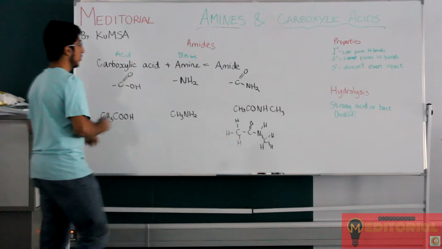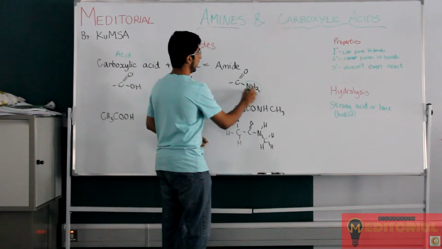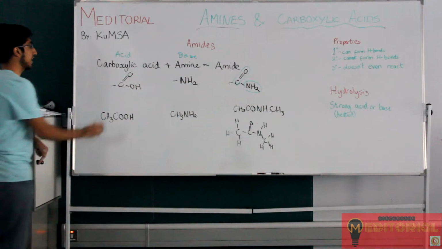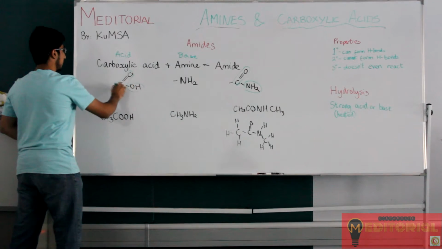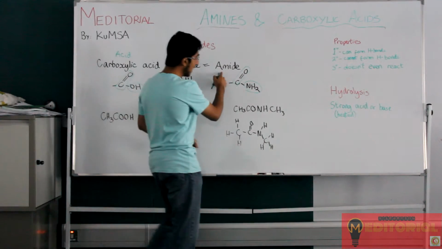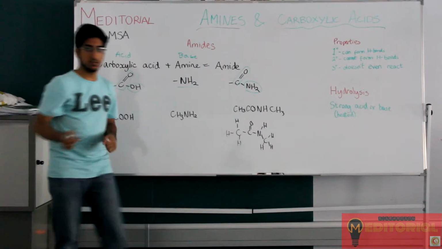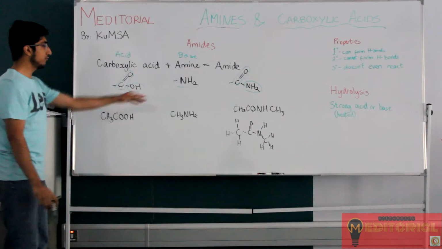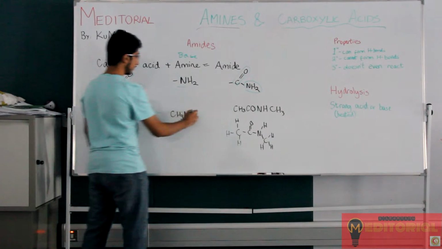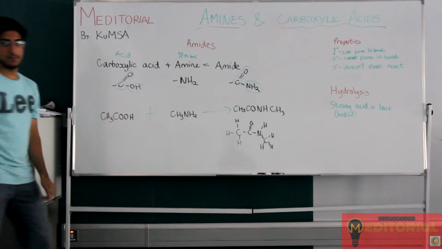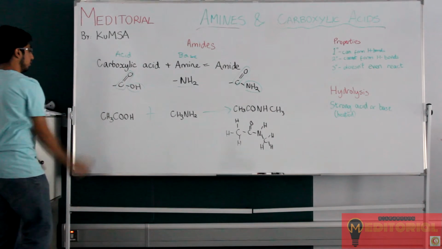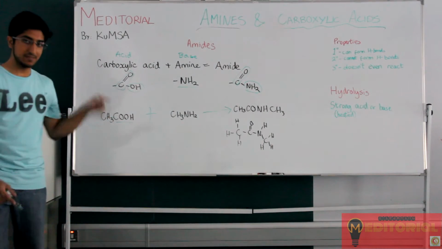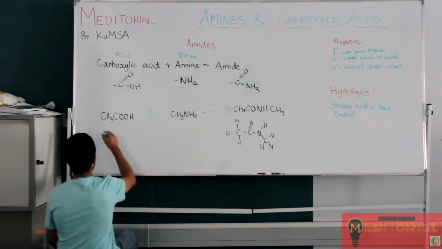Now, the functional group of an amide is an amine group attached to a carbonyl group. See, a carboxyl group is a hydroxyl attached to a carbonyl. An amide is an amine attached to a carbonyl group. Make sure you remember that. That's very important. And I wrote down a formula down here of a very simple amide formation. Now this is 1, 2, 2 carbons. It is a carboxylic acid because it has COOH. So this must be ethanoic acid. Let me write that down.